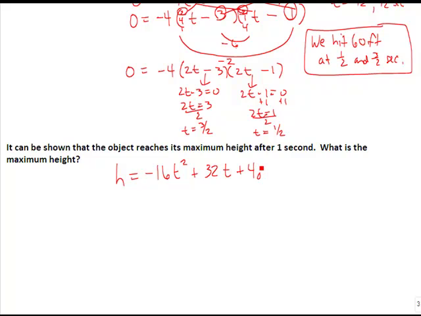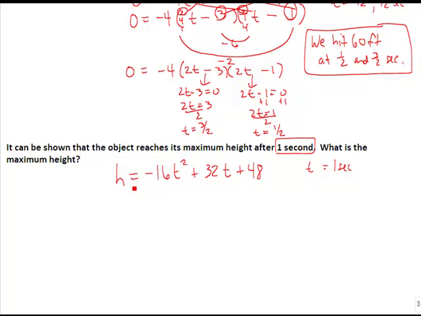So this time we're told that we reach our maximum height after 1 second. What is the maximum height? So we're looking for a height. We're looking for h when the time is what? Well, when the time is 1. So this 1 second is a t. So we're going to take 1 second and plug it in for t, and that'll tell us what h is.